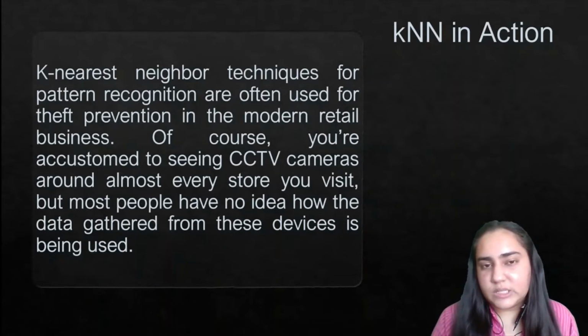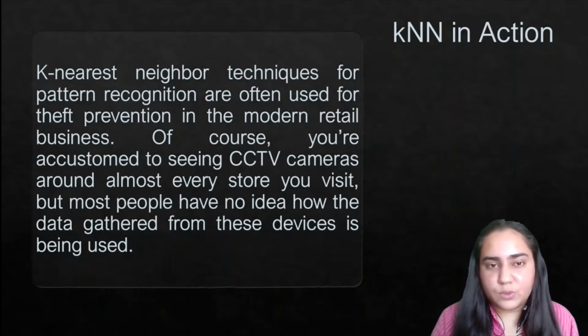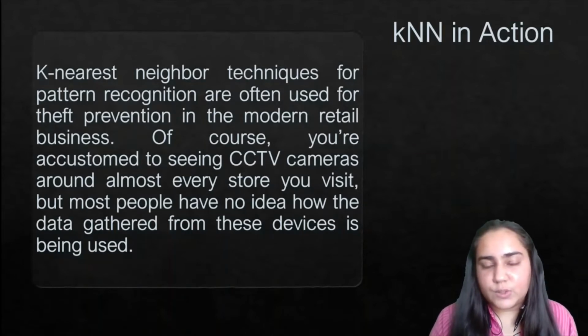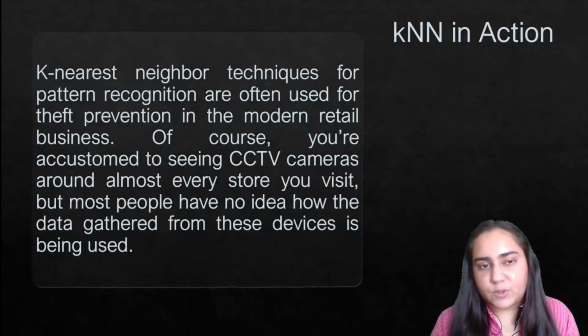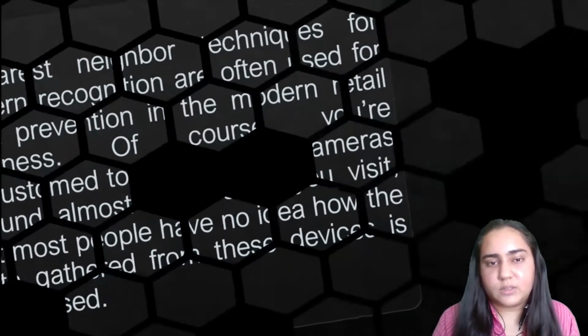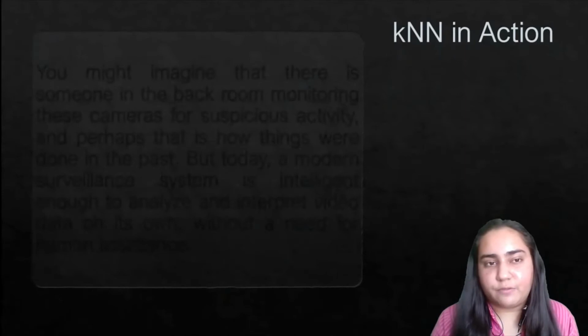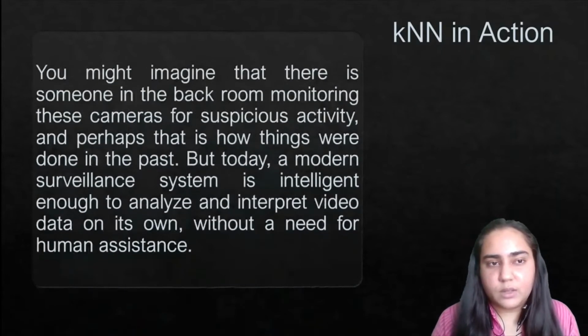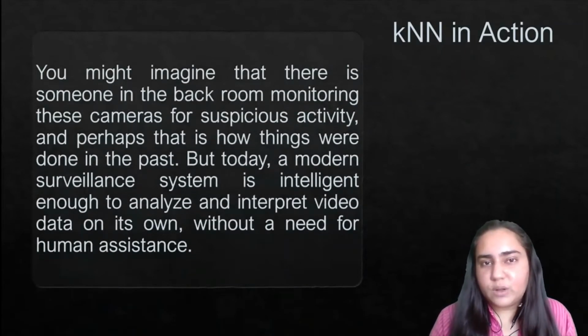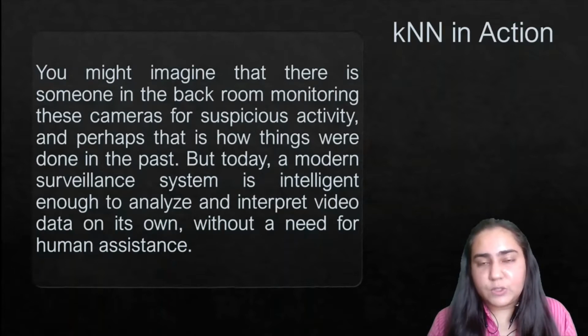We know that there are CCTV cameras in all the stores, and you can see who is doing what. But how exactly do these cameras work? Is there something related to KNN behind these cameras? How do you prevent theft by these cameras? So now what we all imagine is that there is someone in the back room monitoring these cameras for suspicious activity. And perhaps that is how things were done in the past, right? That's what we think even today is happening.